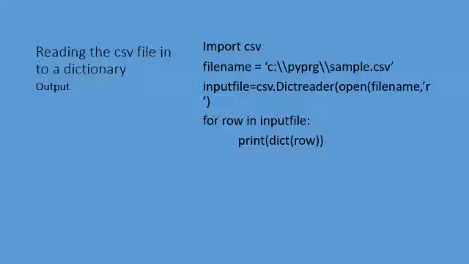See here, import csv. File name equal to, you are giving a complete path name, Python program sample.csv you are giving. Next, input file equal to. Input file is a variable; I am going to store the answer.